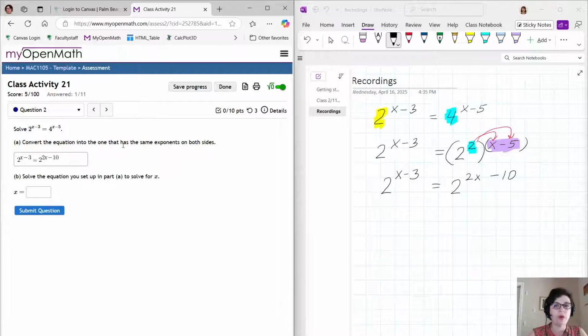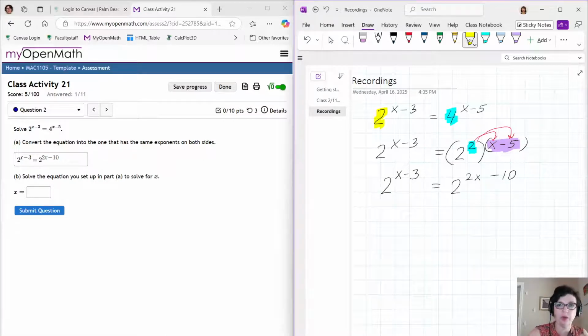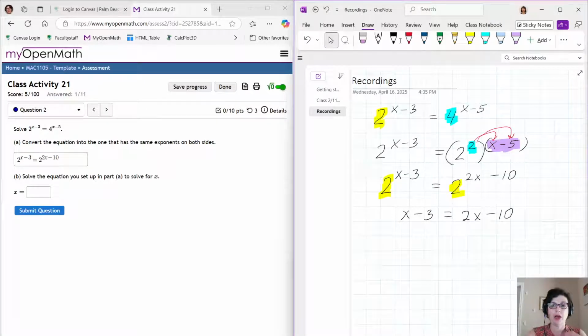Okay, so now I have the same base on both sides, and now I can equate the powers because of the one-to-one property of exponentials with the same base. So you have x minus 3, and I will make that equal to 2x minus 10. All right, how do I solve that?